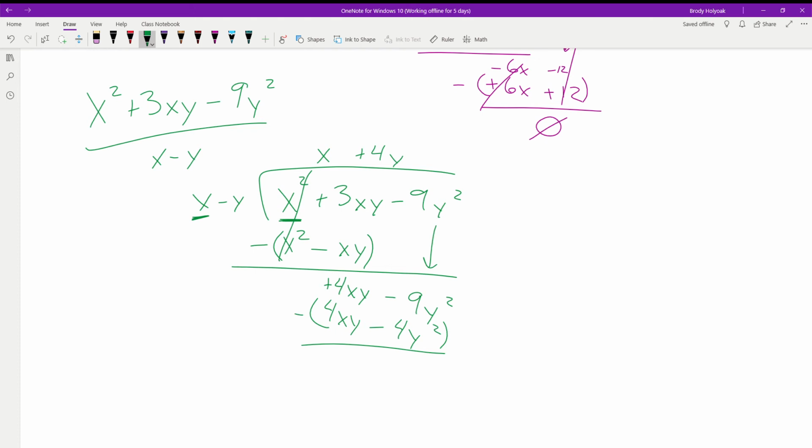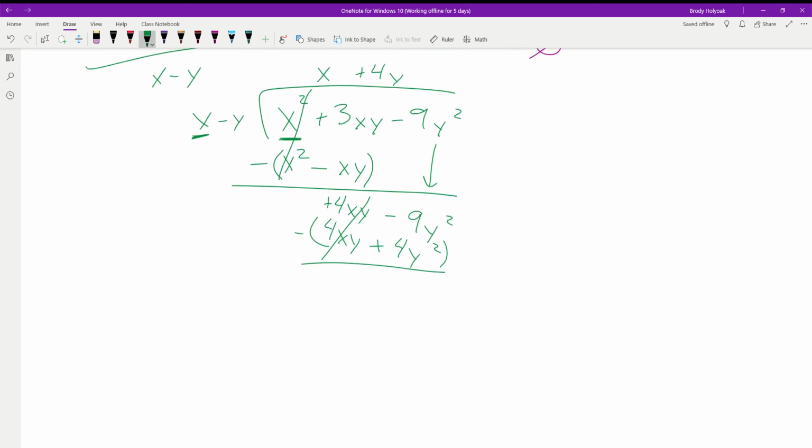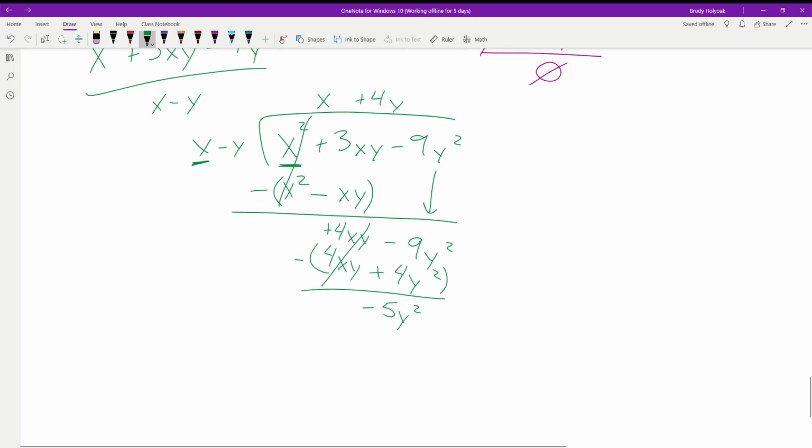And we're going to subtract the whole thing. These are going to fall away. This is going to change into a plus. And we end up with, okay, now, can we get the x into the y? No, so that's as far as we can go. So this becomes our remainder. So we have x minus y times x plus 4y, and our remainder is negative 5y squared over x minus y.